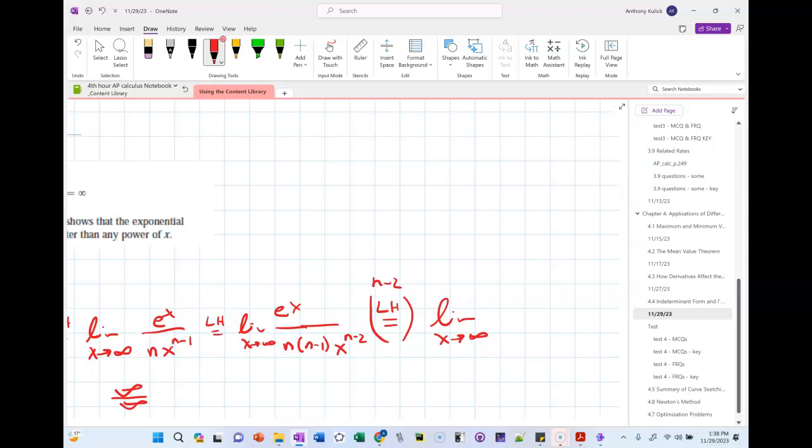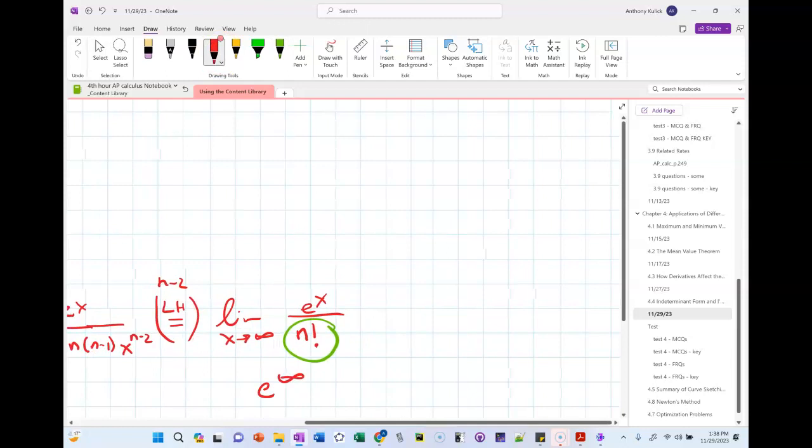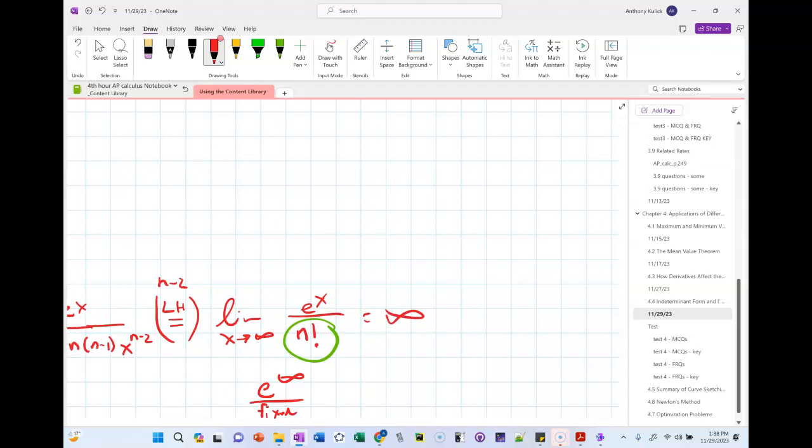No matter how many times I differentiate the top, what's the top going to stay as? And what's the bottom going to end up being? n times n minus 1 times n minus 2 times n minus 3, all the way down to 1, so n factorial, and then times x to the 0, or just 1. Everybody's okay there? Now, n is a finite value, something that's fixed. So when I do direct substitution, I have e to the infinity over some fixed value. That's infinity. Done.